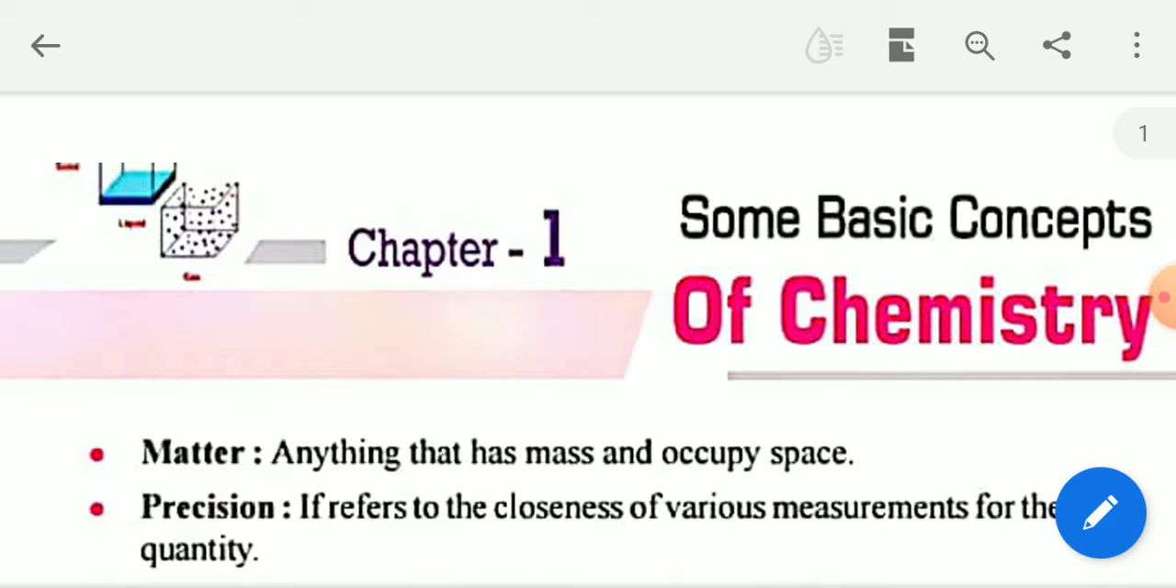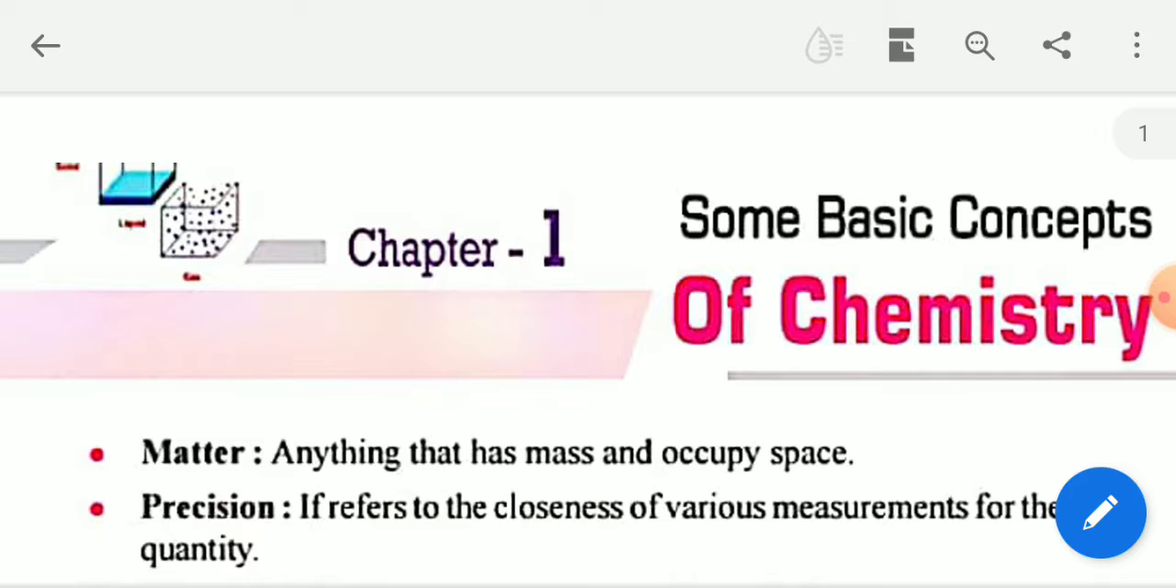In this chapter, basically, those topics are included which you have already studied in class 9 and 10. For example, mole concept you have already studied in class 10, and empirical formula, molecular formula calculation you have already studied in class 10th, and units of different physical quantities, what is matter, and what is element, mixture, compound.